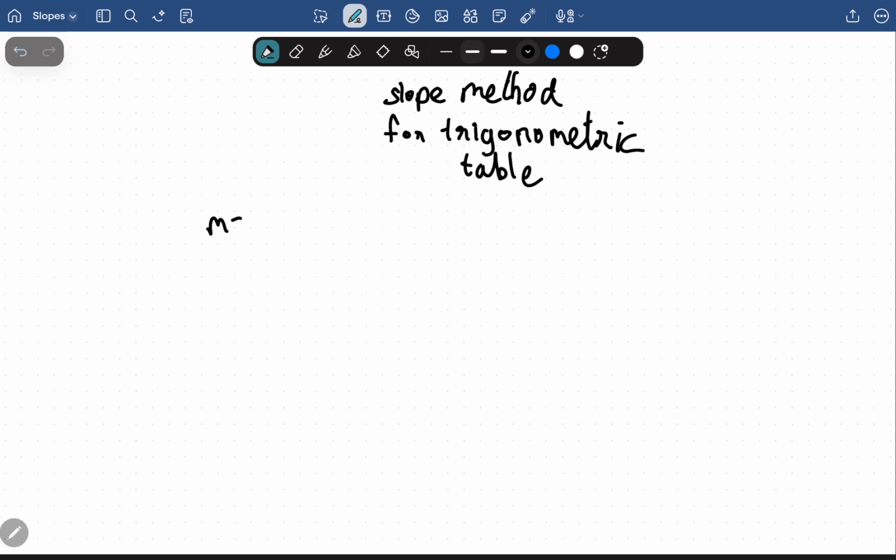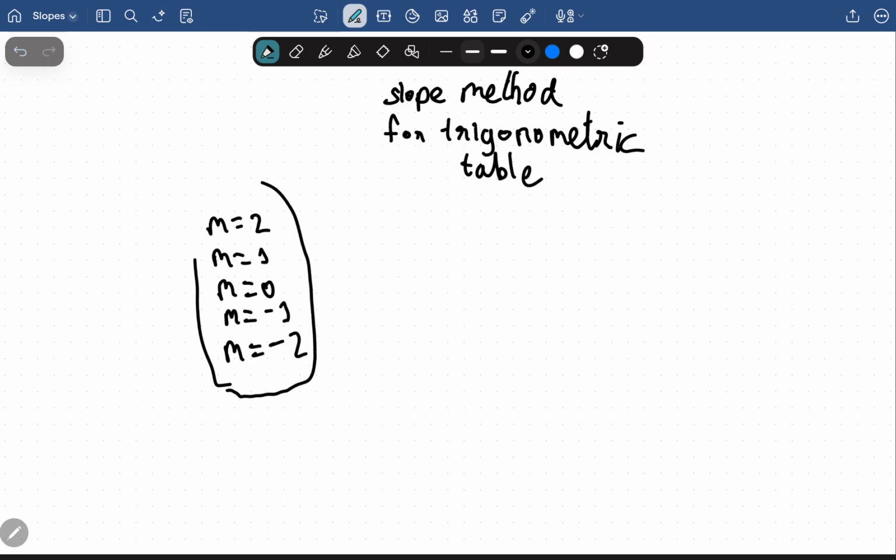First, let me show you what it means by that. The slopes are m equals 2, m equals 1, m equals 0, m equals negative 1, and m equals negative 2. These are the slope functions, the slopes. Slopes in writing. We just draw the slopes now.